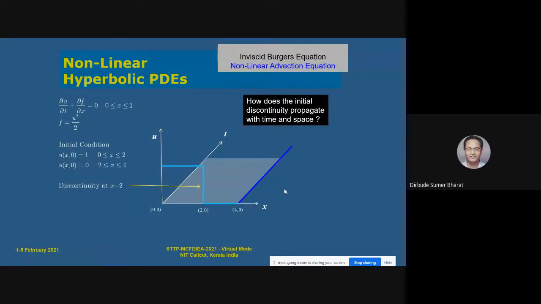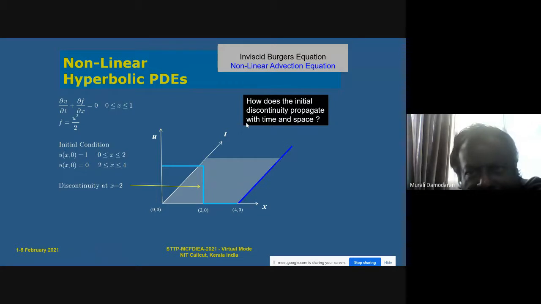Okay, so we go back to this question of nonlinear hyperbolic PDEs of this form. I just take a 1D equation. F here is u squared over 2, and I have initial conditions here. This is my initial condition, this light blue profile, which has a discontinuity at x equal to 2. This is my x direction, this is my t direction, and this is my u. I want to know what my u is, how it goes.